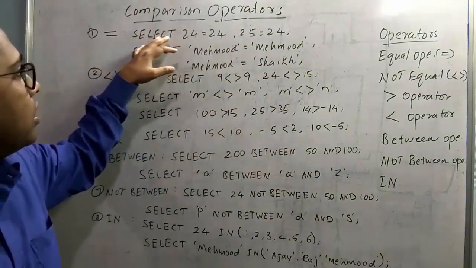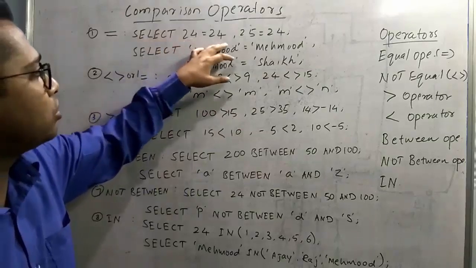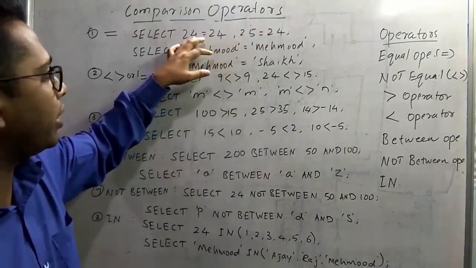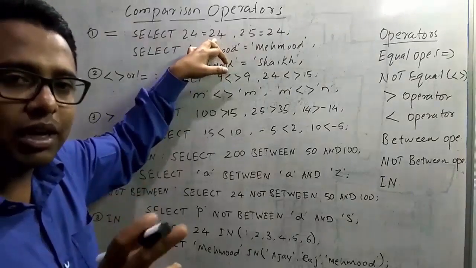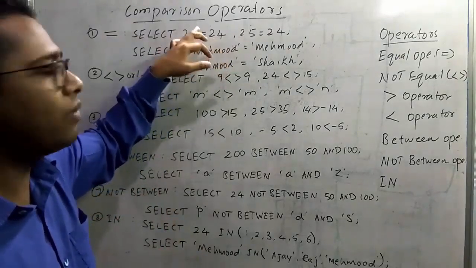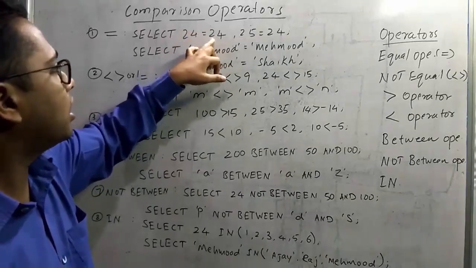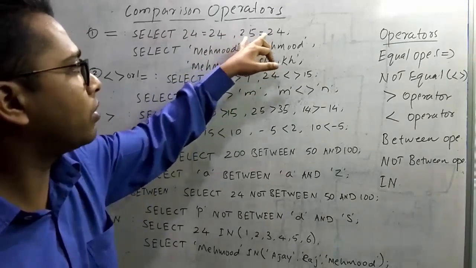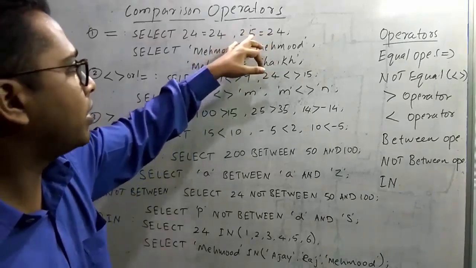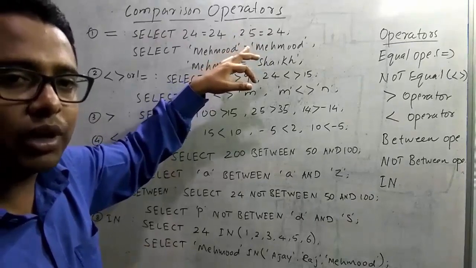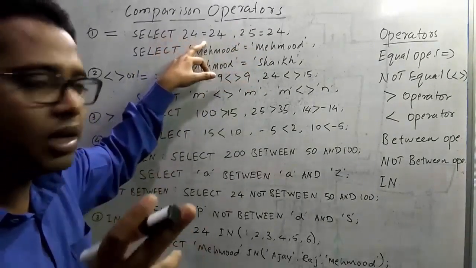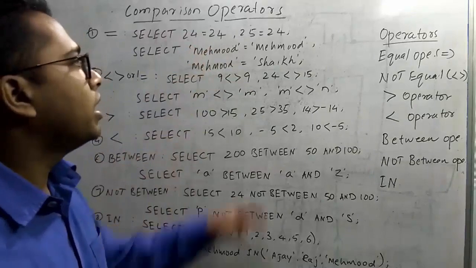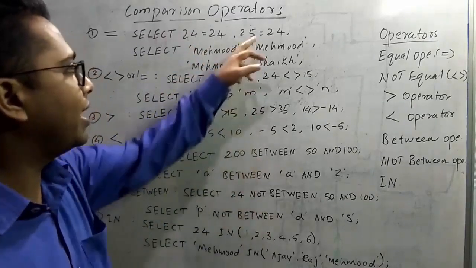I have written a statement as select 24 equals 24, comma, 25 equals 24. Since 24 is equal to 24, these two numbers are equal, so it will return a value of 1. For the second one, since 25 is not equal to 24, because 25 is greater than 24, the equality is not satisfied, so it will return a false value, which is 0. So 24 equals 24 returns 1, and 25 equals 24 returns 0.